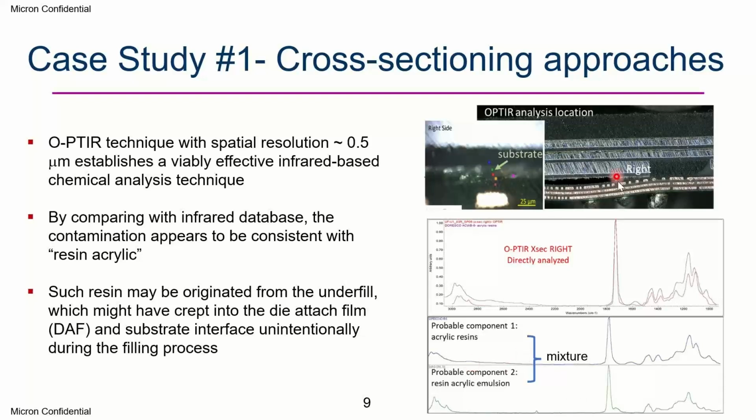resin alkali or alkali resin, which actually has a link to potentially underfill material, because underfill material contains a resin emulsion inside. So this can give a very strong finding for the failure analysis, that we know that this is the DAF, die-attached film, and we know that this is a substrate, die-attached film and substrate dilemma.